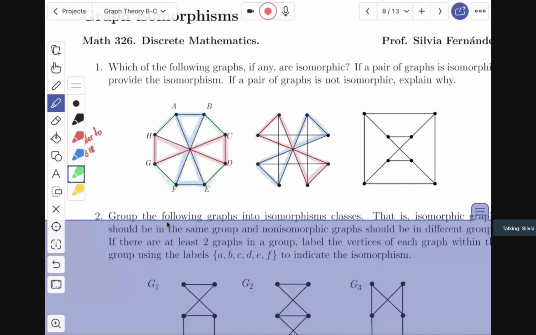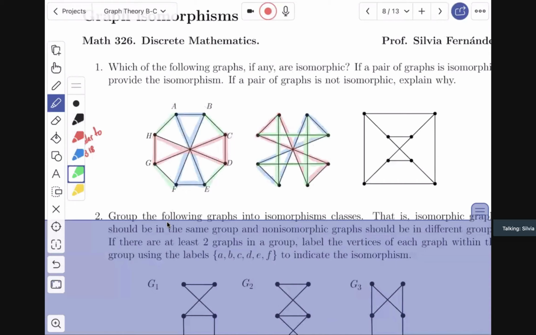So let's see. I can match this one to that one. That's one possibility. And then my next vertex is right here, so this one to that one, red to blue. And then this one to that one, red to blue. And then that one to that one, red to blue.